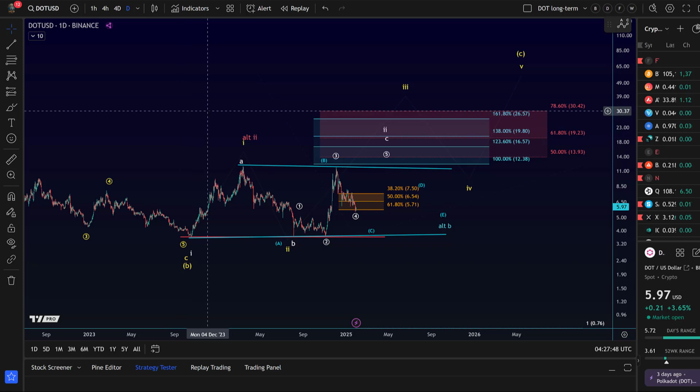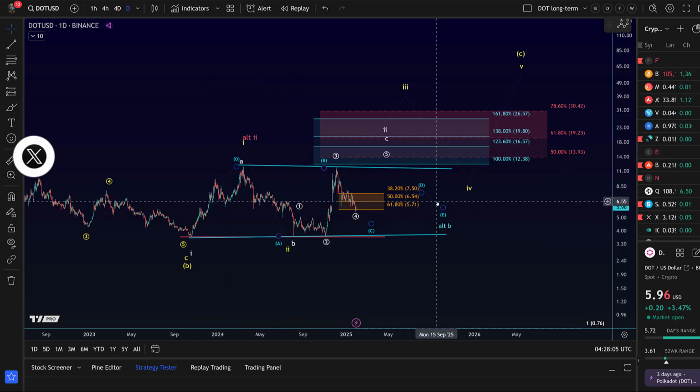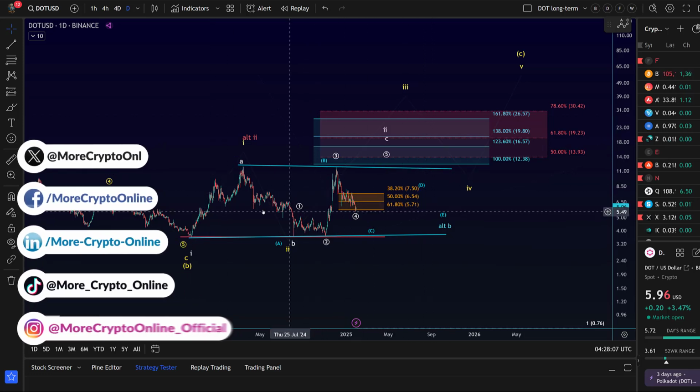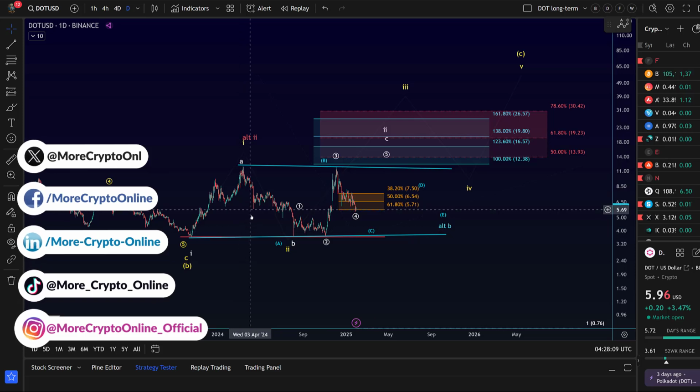So we take a look at the DOT chart here from an Elliott wave perspective. The Elliott wave system or method is an analysis method that helps us to understand market sentiment. You can see that the price is currently moving in a sideways range. This is the daily time frame and it is not very exciting price action, okay?